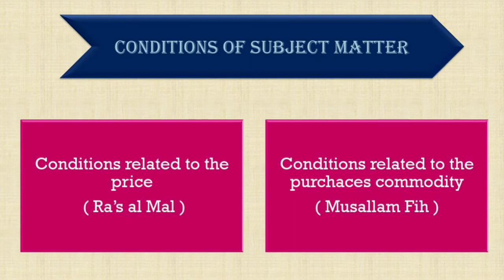So now I will continue about condition of subject matter. Conditions of subject matter is divided into two. That is condition related to the price ras al-mal and condition related to the purchased commodity musallam fi. Condition related to the price ni lebih kepada harga dan condition related to the purchased commodity ni dia macam produk. Maksud komoditi ni ialah barang yang mempunyai permintaan dan yang dibekalkan tanpa perbezaan kualitatif merentasi pasaran.